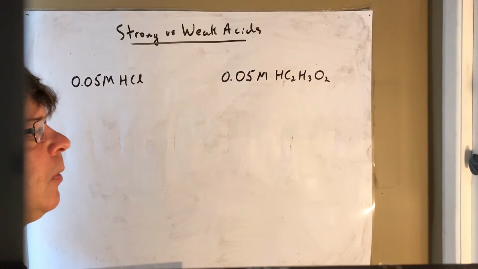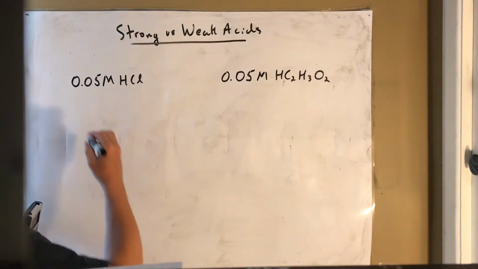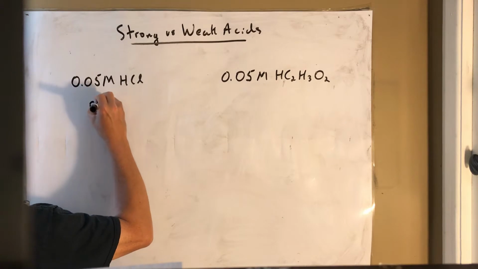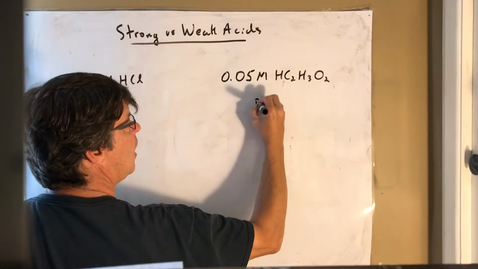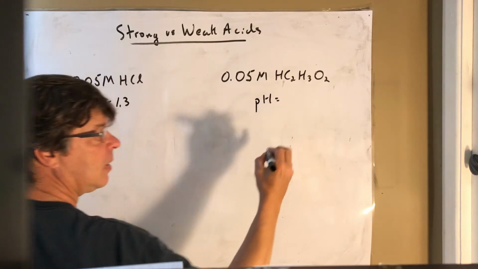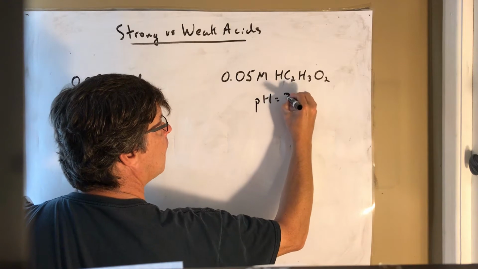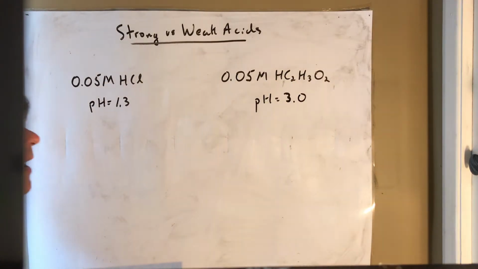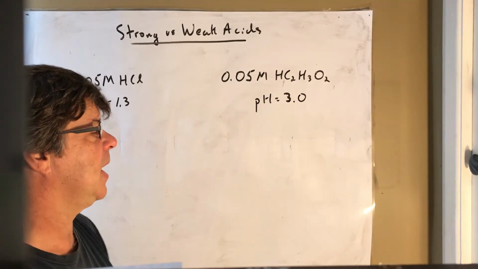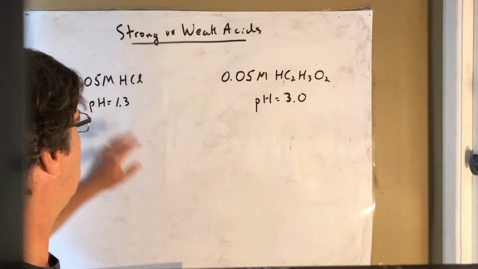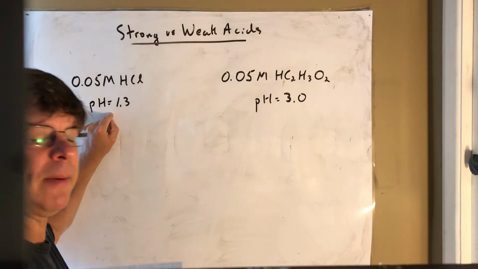So what I want to do is tell you what the pH of those solutions would be. The pH of this is 1.3, and the pH of this solution is 3.0. So you can probably tell right away which one's the strong acid. That's the strong acid. That's the weak acid. Is that a surprise? Would you have been able to get that?